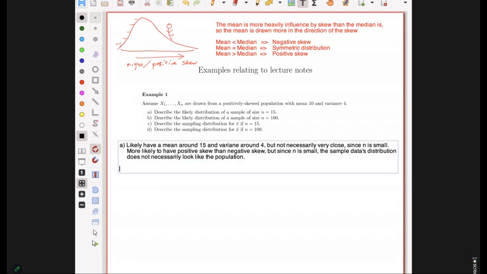Now, part B, I'm asking about a sample of size 100. So now we have a larger sample, and I want to know what is the shape and some attributes about this larger sample. So what do you think we can say about this?